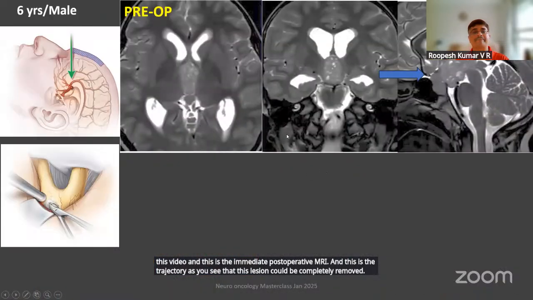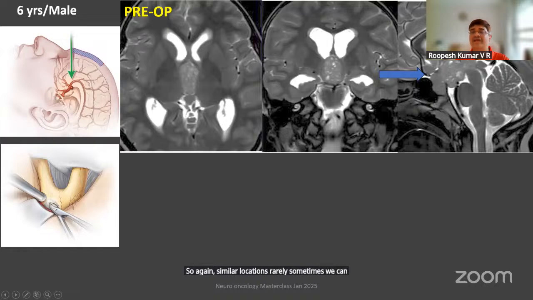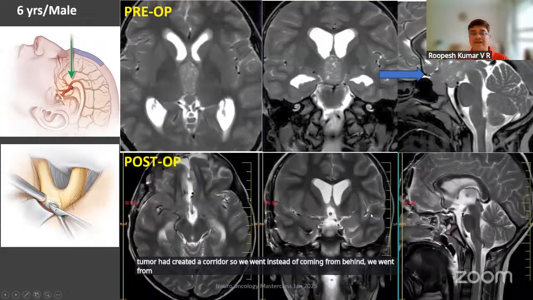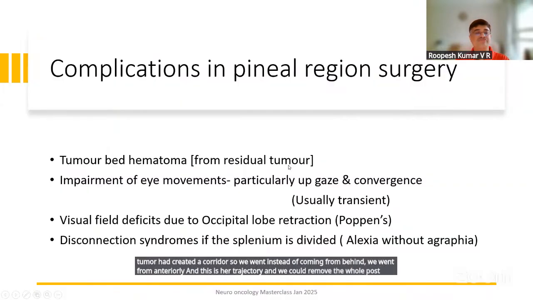So again, similar locations. Rarely, sometimes we can go anterior intrahemispheric, and this is one such lesion. Though the lesion is going up to the posterior ventricle, the tumor had created a corridor, so instead of coming from behind, we went from anteriorly, and this was the trajectory, and we could remove the whole posterior ventricle tumor, which turned out to be a germinoma.